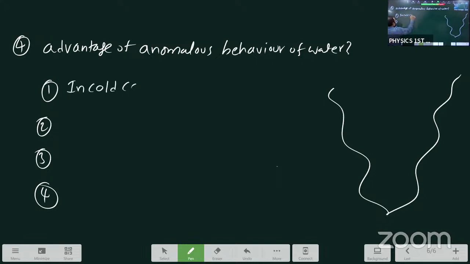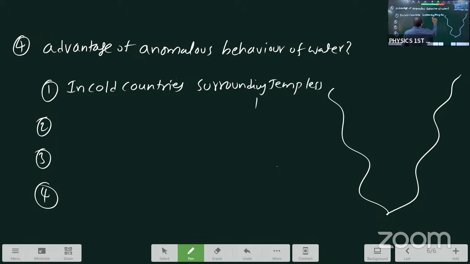So in cold countries, sometimes the surrounding temperature is less than 0 degrees Celsius. Okay. First point, in cold countries, temperature decreases up to 0, less than 0 also. Why are we saying 0? From 0 onwards, ice is formed. That's why in cold countries, we get the least temperature. Point number 1.